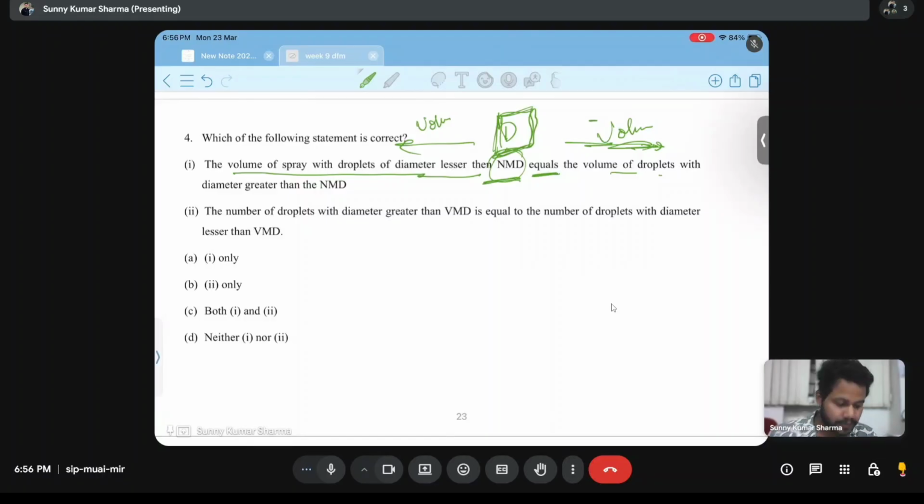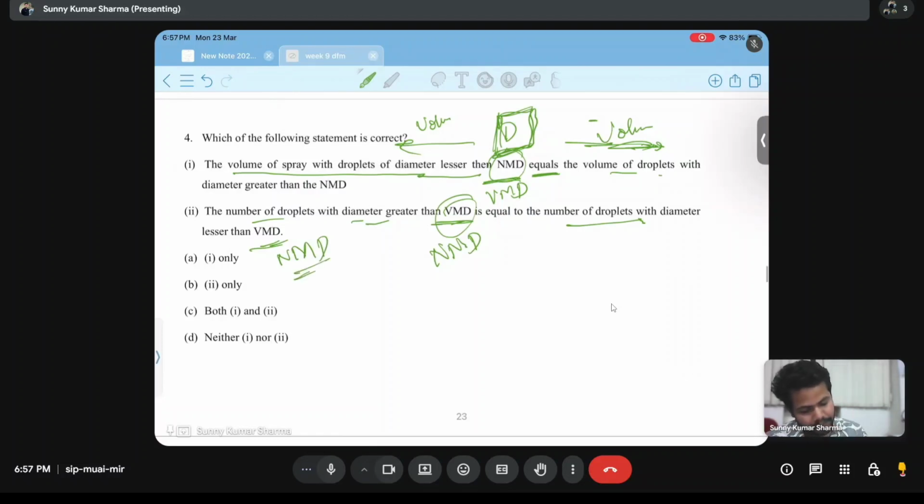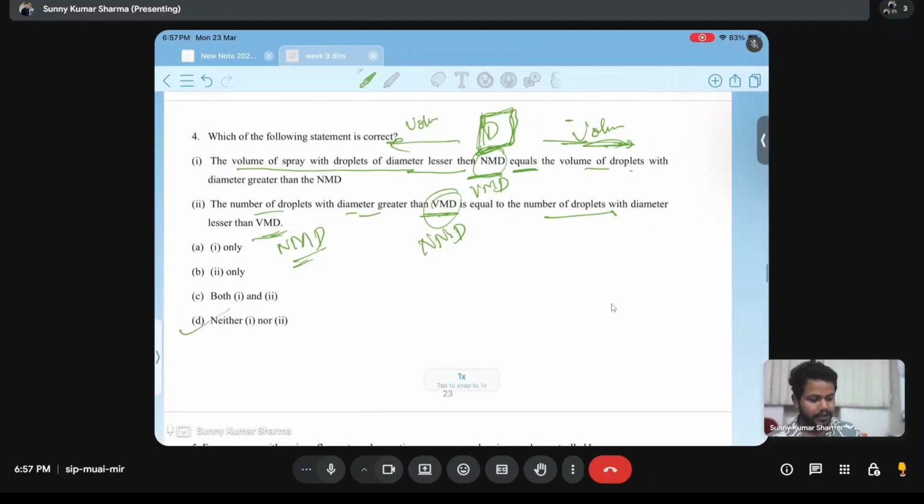This is VMD, no, sir? Yes. So here it will be VMD. So this diameter is called VMD, not NMD. The second statement: the number of droplets with diameter greater than VMD is equal to the number of droplets with diameter less than VMD. So the number of droplets with diameter greater than NMD equals the number of droplets with diameter lesser than NMD. So both are incorrect. So neither one nor two will be the answer.